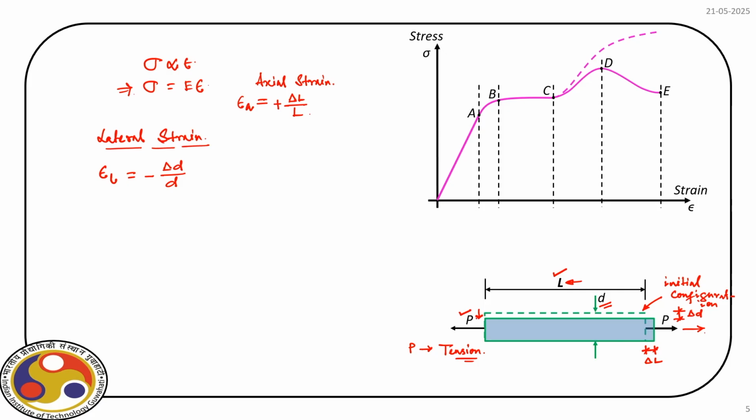Remember, P acts uniformly over the section. That is the first assumption, and the second one is the material is homogeneous.